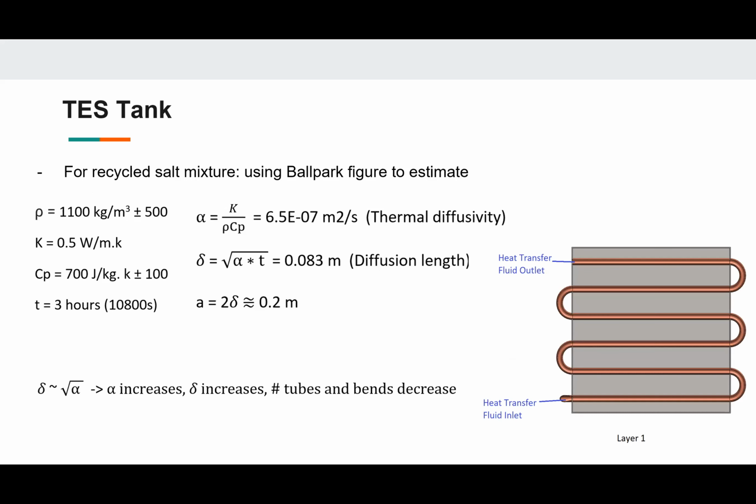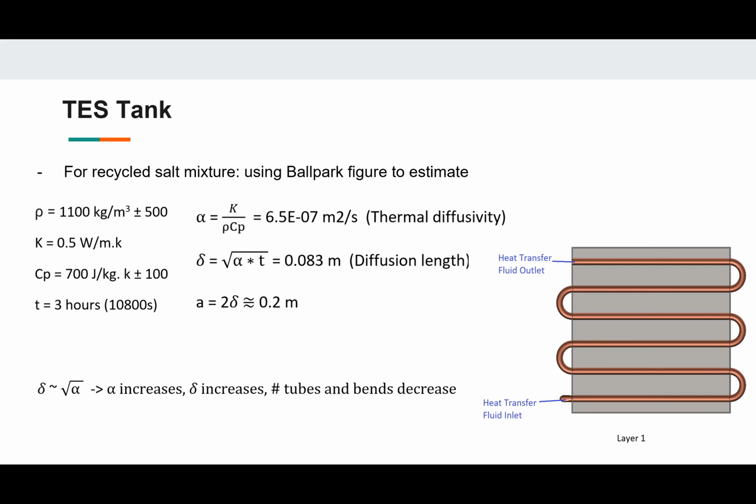Inside the tank, for the recycled molten salt, we're using the property figure to estimate the thermophysical properties of the fluid, and then we can calculate the diffusion length and thermal diffusivity based on the two equations. As you know, each layer includes 6 blocks that are 2 meters in length, and the thermal diffusivity directly impacts the diffusion length.